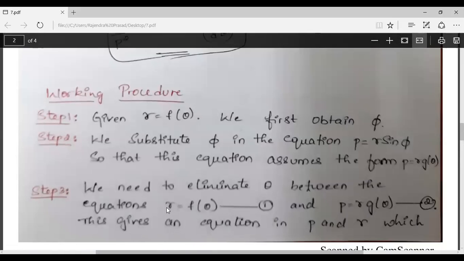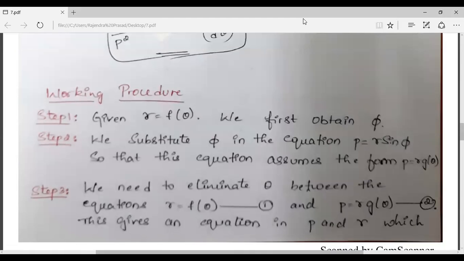Any questions you have regarding this working procedure? No, sir. No, sir.